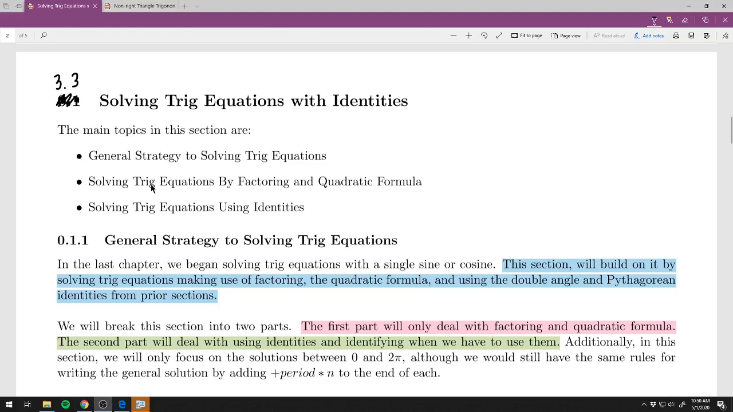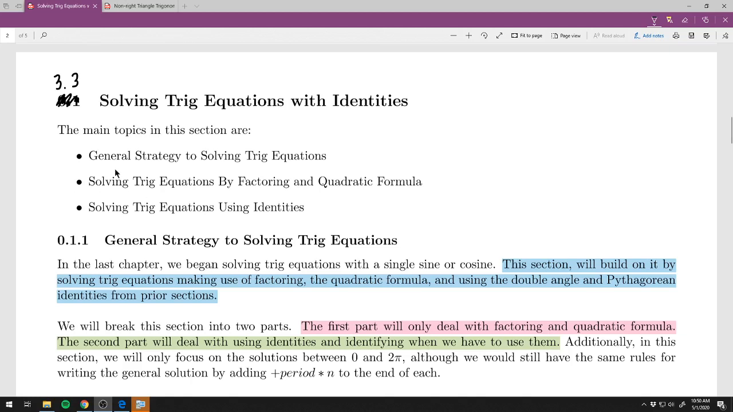This video will be going over section 3.3, which is on solving trig equations with identities. So this really builds on section 2.3 that we did in this class, which was solving basic trig equations, which were just equations with a single sine or a cosine in them. We talked about how to get the two smallest solutions, or two solutions within 0 to 2 pi, and then we talked about getting the general solution.